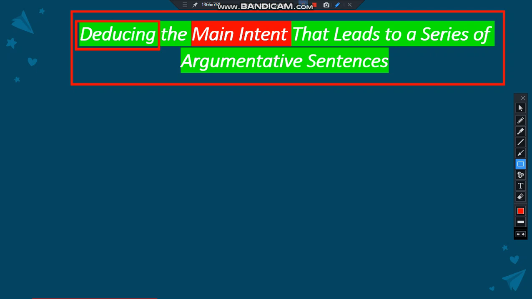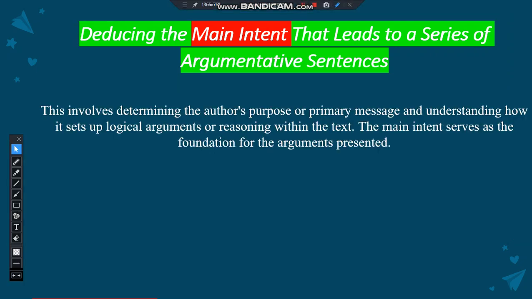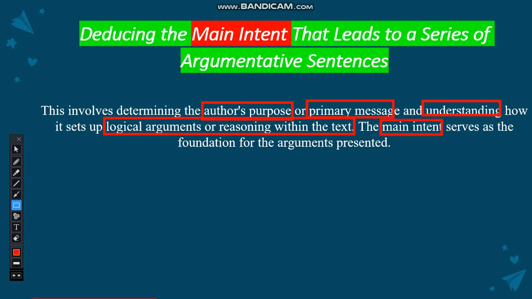Let's apply this here. Let's determine what deducing the main intent is. This involves determining the author's purpose or primary message. What is the primary message or author's purpose? Main intent, primary message of the author, and understanding how it sets up logical arguments or reasoning within the text. The main intent serves as the foundation for the arguments presented.